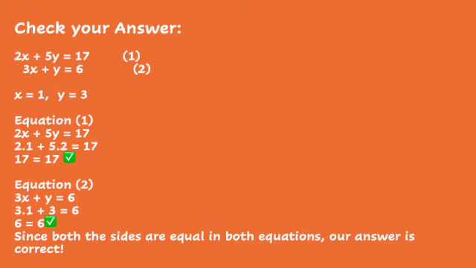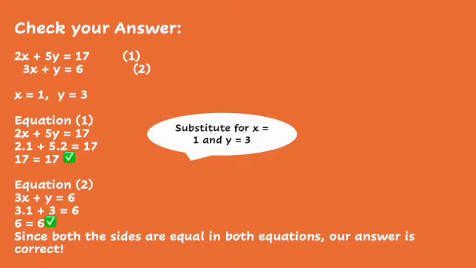So we got x equal to 1 and y equal to 3. We substitute these values of x and y in equations 1 and 2. When we do that in equation 1 and simplify it further, we get 17 on both the sides. And in equation 2, when we put the values, we get 6 on both the sides. Now, because both the sides are equal in both equations, that shows our answer is correct.